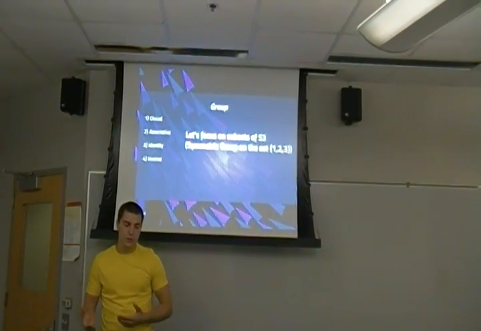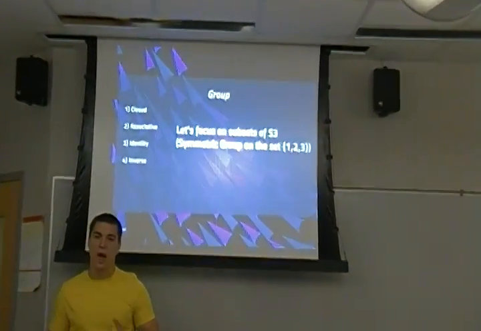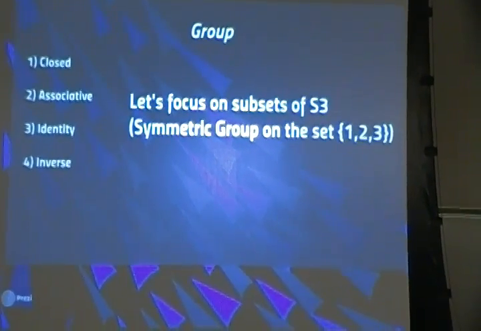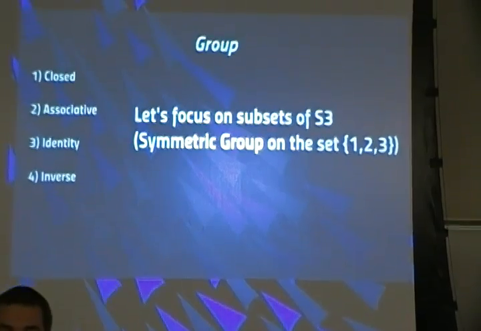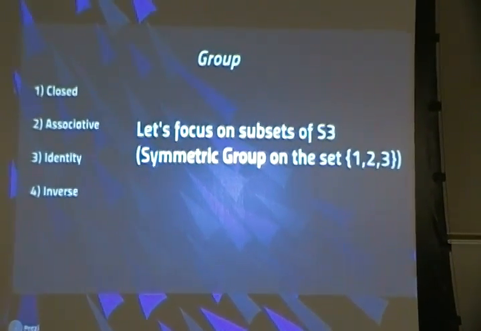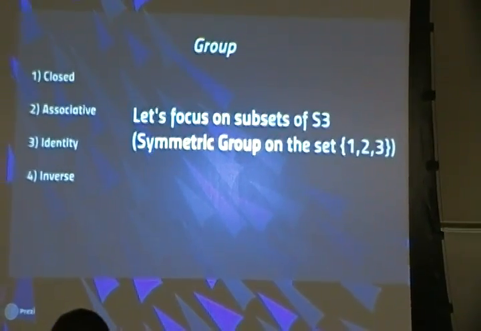You need to be closed under a certain operation, you need to be associative, you need to have an identity, and you need to have the existence of inverses. For this particular presentation, we're going to focus on what we're comfortable with, which is the symmetric group S3. We're going to focus even more specifically on subsets of S3.